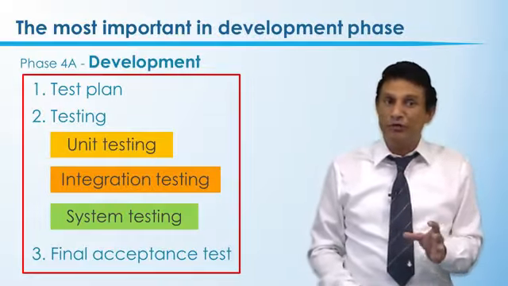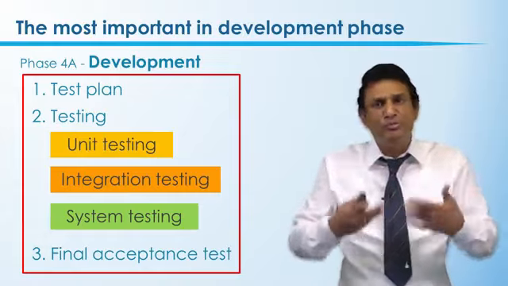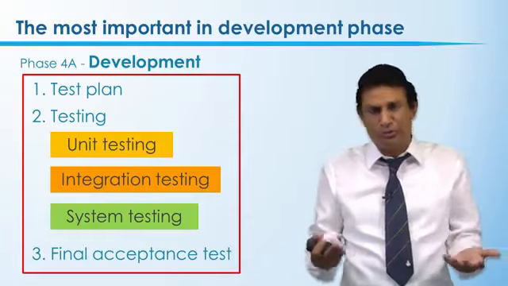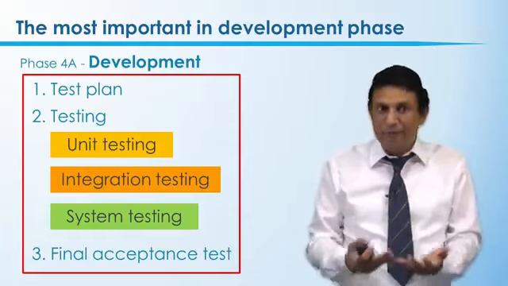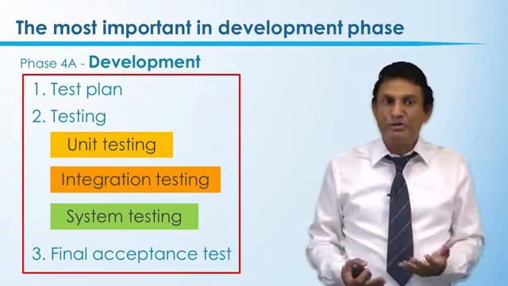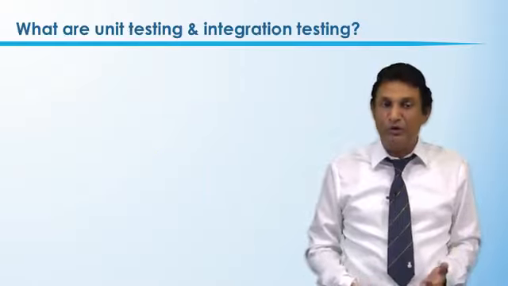So for system testing, we have to come up with a plan. We don't simply input whatever things to check the output of a system. So we have to come up with a test plan, and then we do the testing. So we have the test plan, testing, and final acceptance test. Okay, now we look at them one by one.